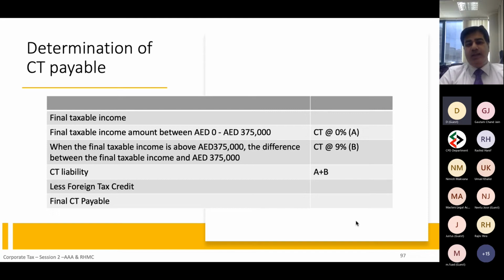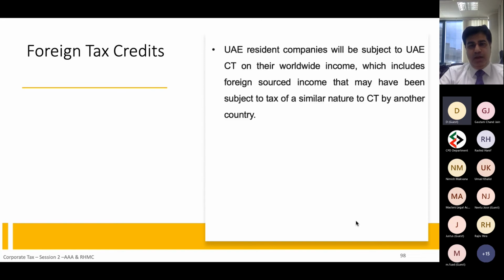Reduce any foreign tax credit. Now, what is foreign tax credit? We'll come back to it. If you reduce the foreign tax credit, the final corporate tax which comes out is the payable one, which will be submitted and paid to the authorities. Now, what is foreign tax credit? If you have a branch or a subsidiary outside UAE, that branch or subsidiary will be subjected to tax in those countries. The tax which you pay in that foreign jurisdiction is, in a very simple form, called foreign tax credit.